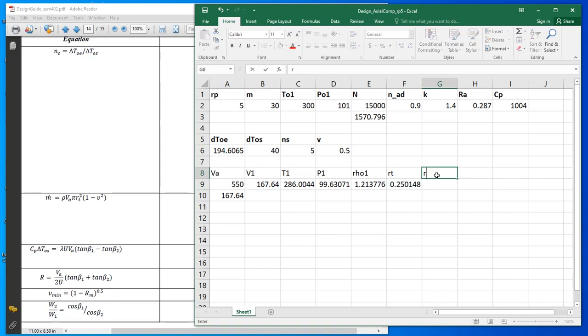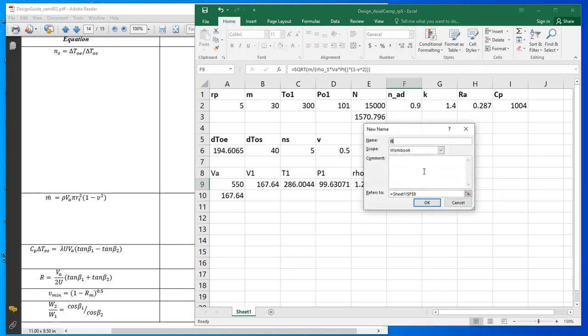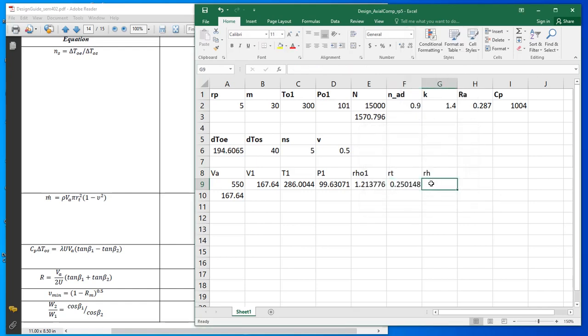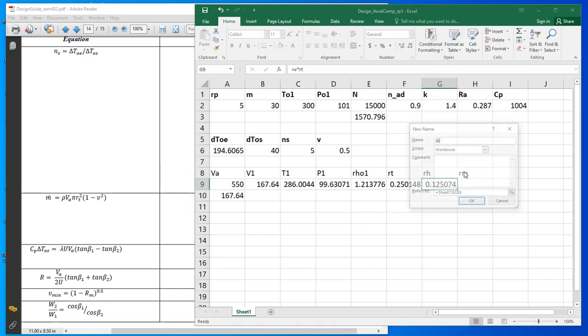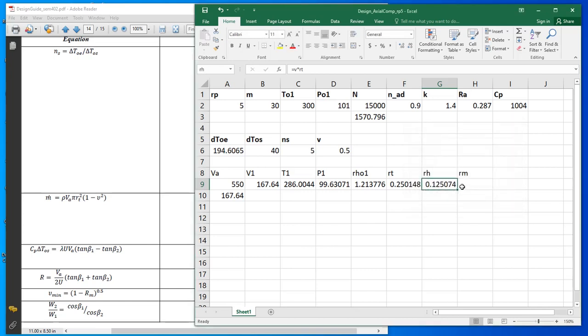So let's give this a name, R tip. R hub will be equal to nu times R tip, and that is your value. Let's give this one a name, R hub. R mean is equal to R tip plus R hub divided by 2.